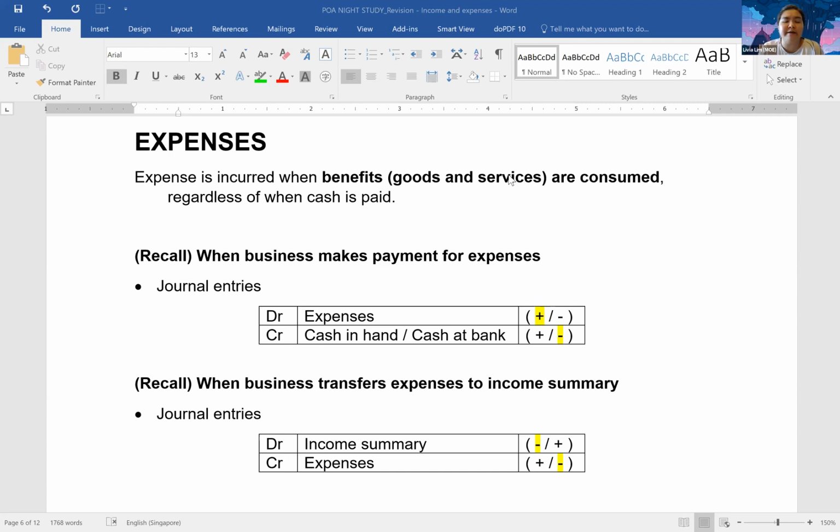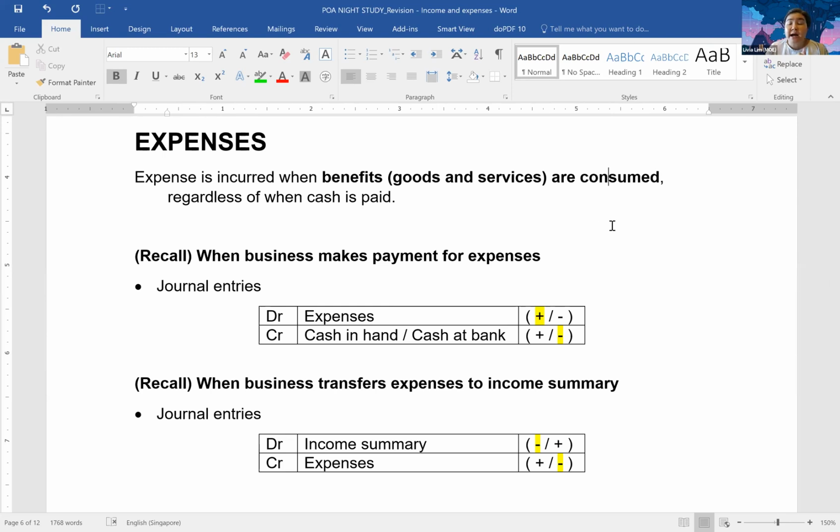When do we need to record expenses? Now, income is recorded when the service is provided, right? So expense is recorded or incurred when the benefits are consumed, all right? You have used the benefits that are provided by your supplier, and therefore we say that you incur the expense, regardless of when you pay money or not. Now, this is called the accrual theory of accounting.